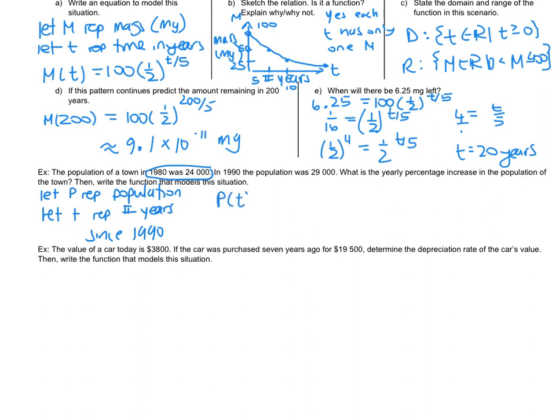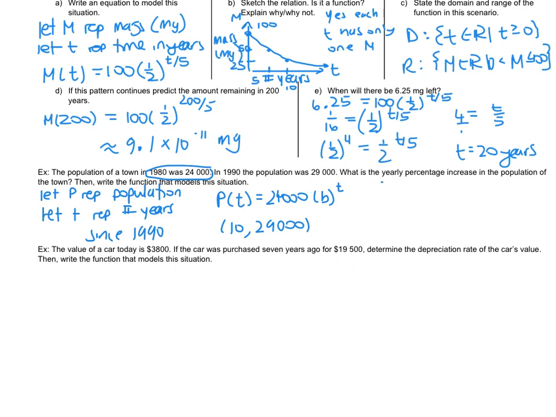So my equation would be P at T equals, the population in 1980 was 24,000. We don't actually know the rate, so I'm just going to write B for base to the power of T. So all I know is the initial value. Now, I can use this 29,000 in 1990 as a coordinate. I know 10 years later, so T is 10, the population was 29,000. So P is 29,000. So I have a coordinate that I can actually plug in for the population and for time, and then I'm just going to solve or isolate for B to get that yearly increase.